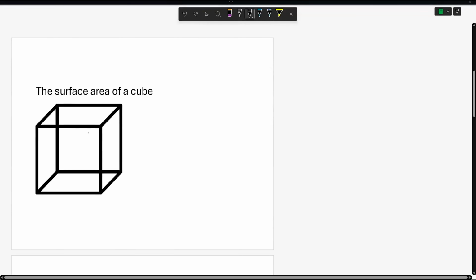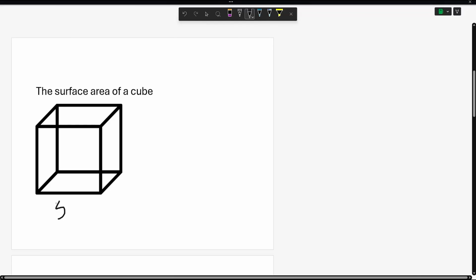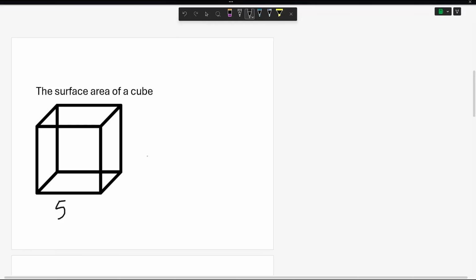As we know, the cube has 6 sides and all 6 sides are the same. So if we have 5 centimeter here, that means everywhere it's a 5 centimeter. So this side is going to be 5, this side is going to be 5, this side is going to be 5, everywhere. And the formula to find first we need to find the area of each side.